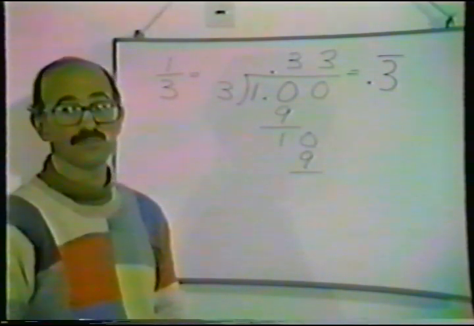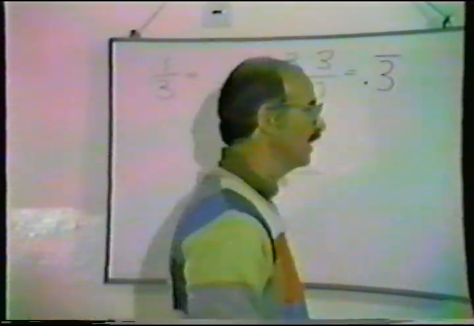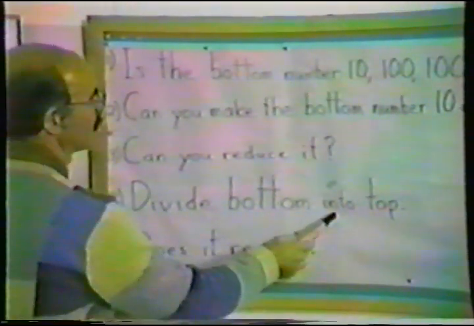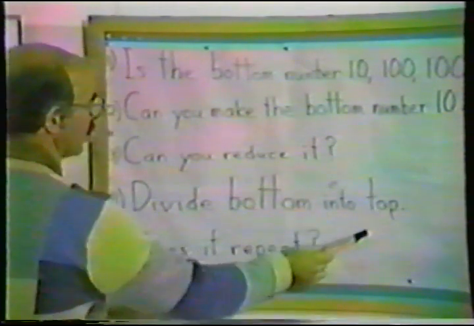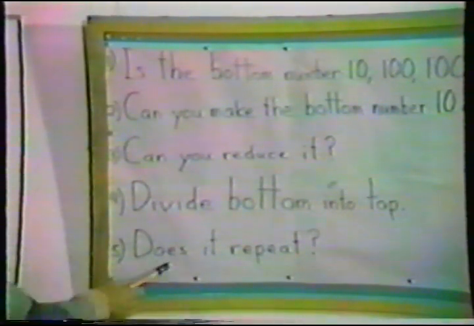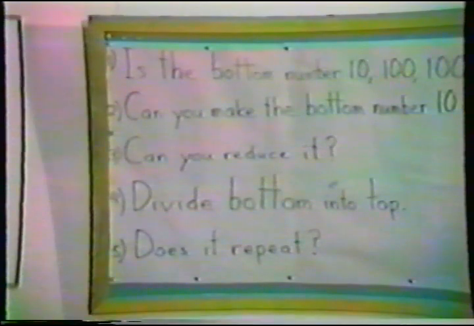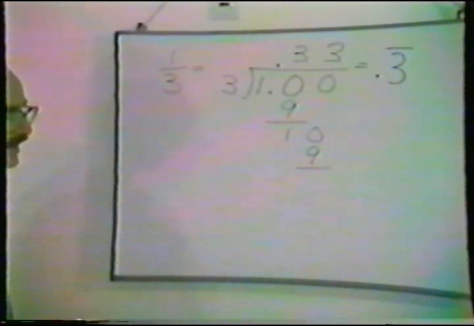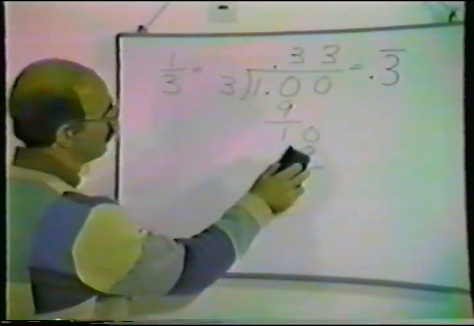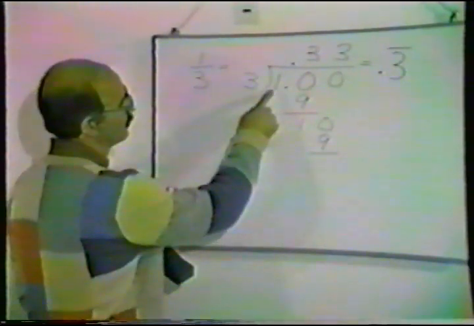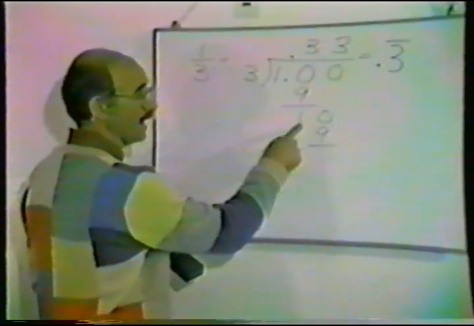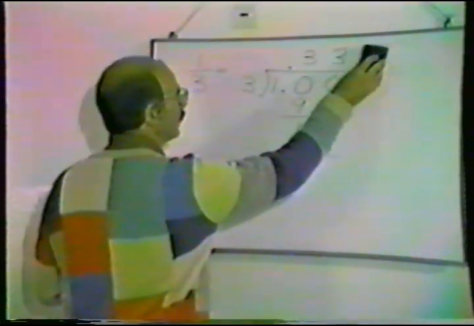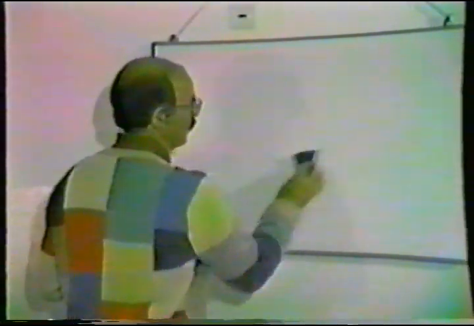And that has to do with step 5. Step 4 said divide bottom into top. But you must be aware, does it repeat? And if it repeats, then you just show yourself that it repeats. And you could tell it was going to repeat as soon as you saw that you started 3 into 10 and you were going to go 3 into 10 again. Let's do another one.